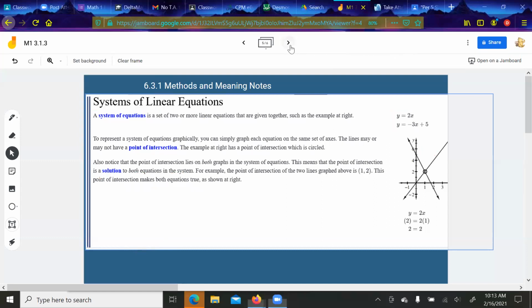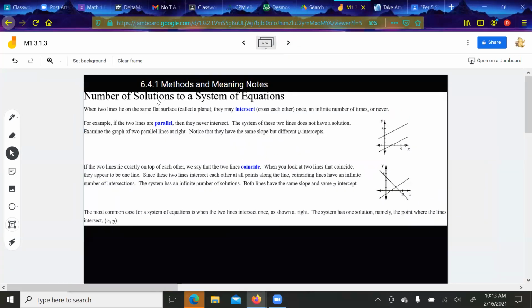We have one more set of notes here. This is from 641, Methods and Meaning notes, number of solutions of a system of equations. So that's the title. Let's write 641. Number of solutions to a system of equations. A system of equations can have three types of solutions. So that's what we're going to talk about right now.